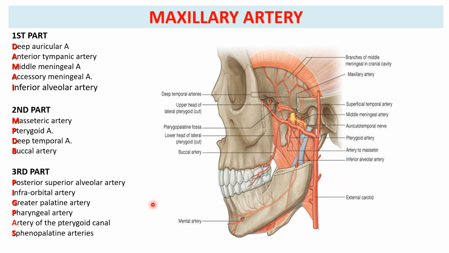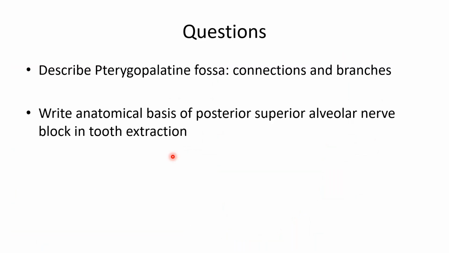These are the branches that you should be thorough with from the first part, second and the third parts of the maxillary artery. The muscular branches are from the second part, these are from the first part and these are from the third part. So these branches should be clear to you and have already been covered previously. Now we are at the end of our lecture today.